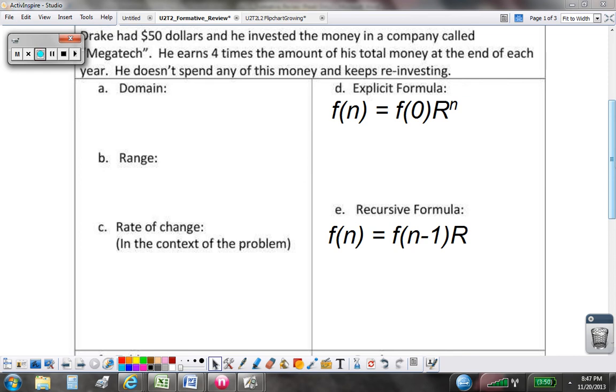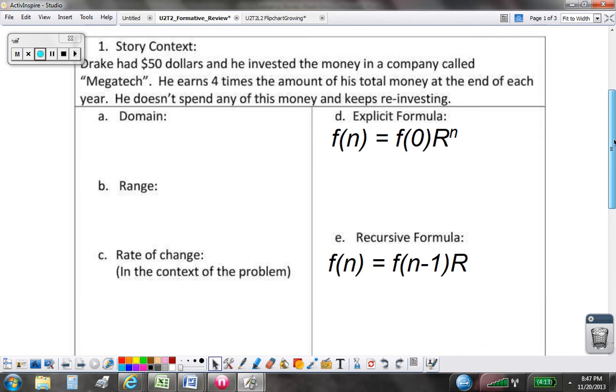Okay, this is the Unit 2, Topic 2, County Formative Review. I'm going to start with problem 1. Drake has $50 and he invested the money in a company called Megatech.